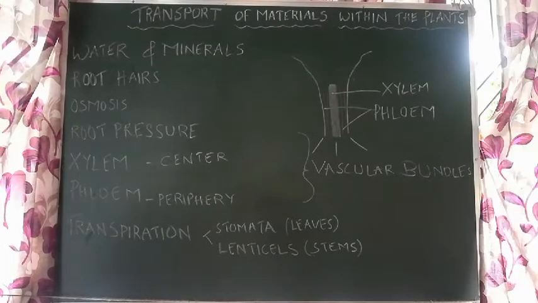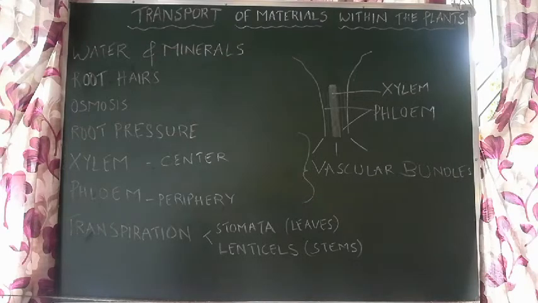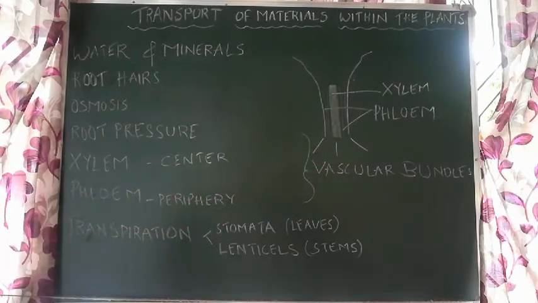Welcome back, children, to our topic of transport of materials within the plants. So till now we know how our circulatory system transports things in our body. In the animal body there are blood vessels which carry things everywhere, but in plants there are no blood vessels, but there are vascular bundles. They are like pipelines. Within the tree or within the plant, pipe-like structures are present.